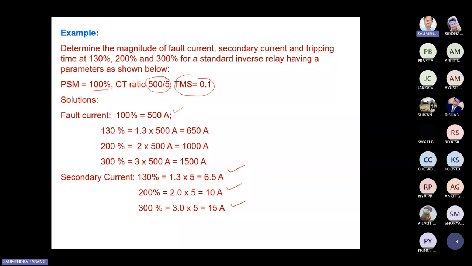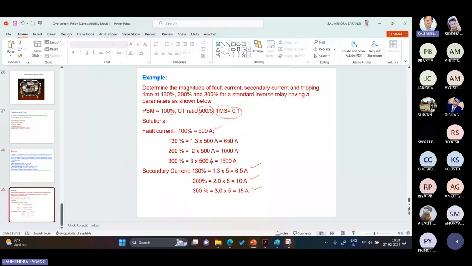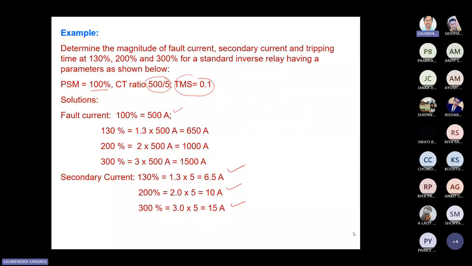Now accordingly, we can calculate the relay characteristic. We can see the relay setting considering the load current. Whenever you have to set a relay, there are two settings. One is the pickup setting. So what is the pickup setting? The pickup setting should always be decided considering the load current.